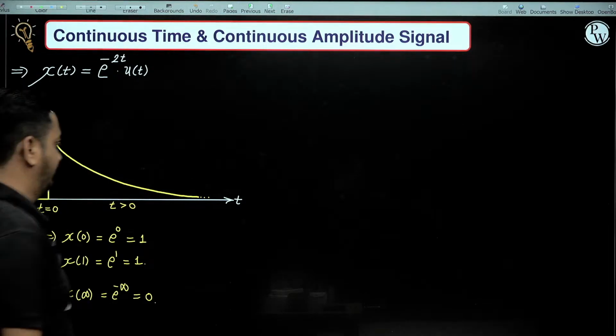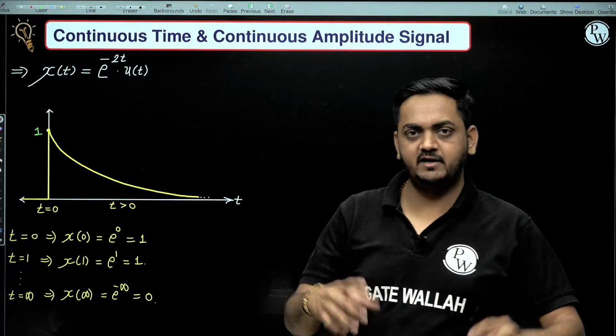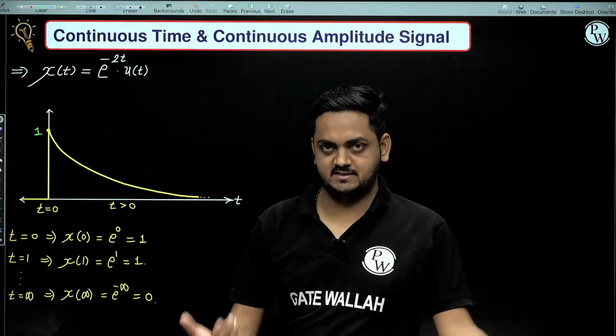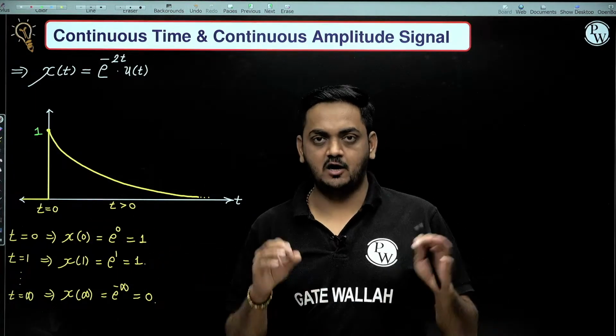Now tell me here, is time continuous or discrete? Can we get amplitude at any instant of time? Yes, we can get the amplitude at any instant of time. So that's why this is a continuous time signal.